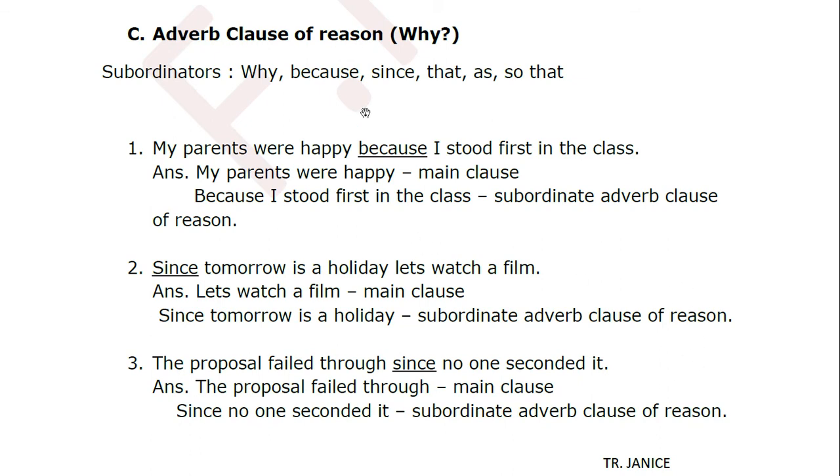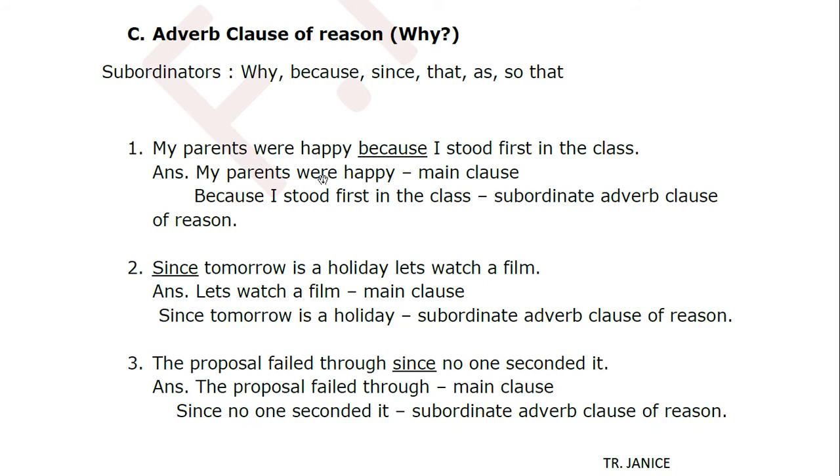Next one, the proposal failed through since no one seconded it. So you can see the main clause, the proposal failed through. This is your subordinator. So your subordinate clause, no one seconded it. Can you ask why? Why did it fail? Yes, the action is failed. Why did it fail? Because no one seconded it.